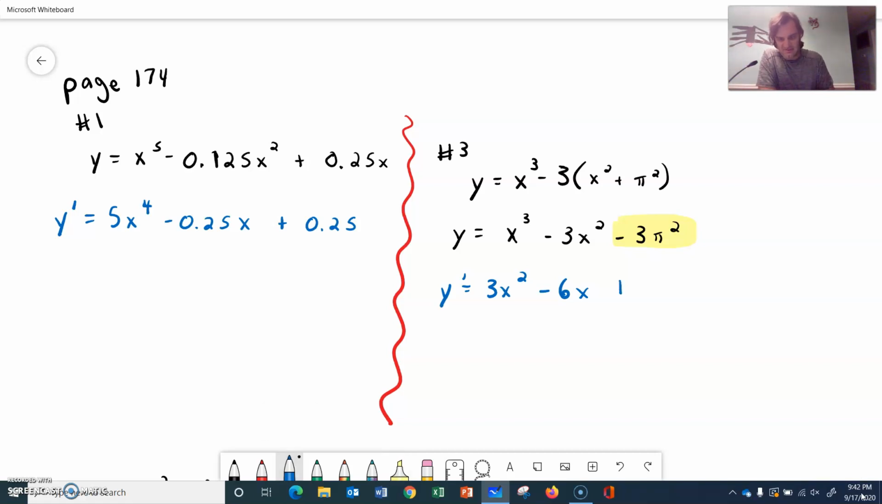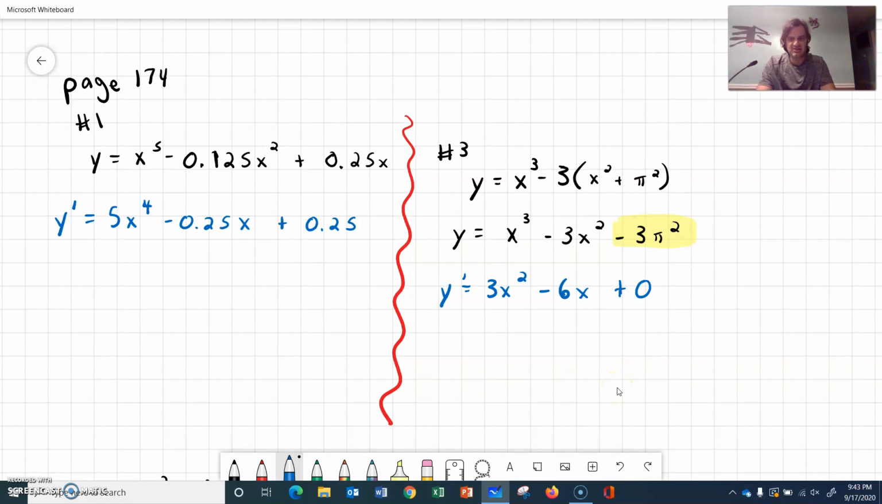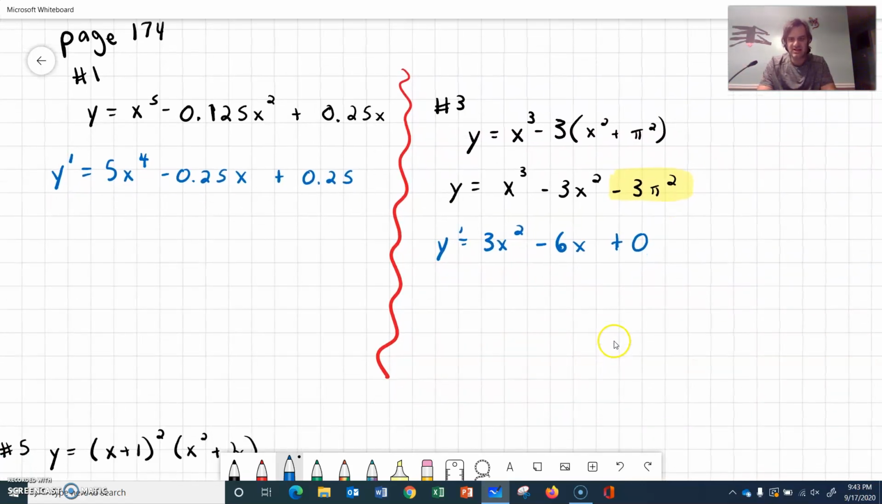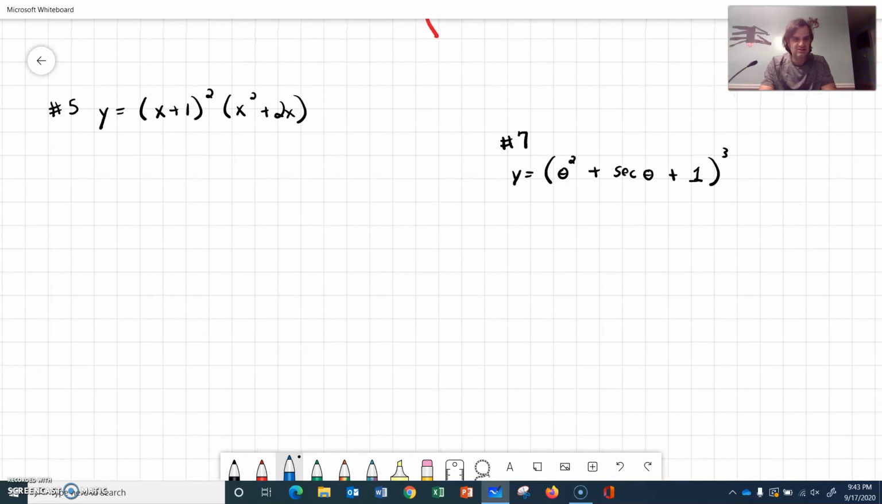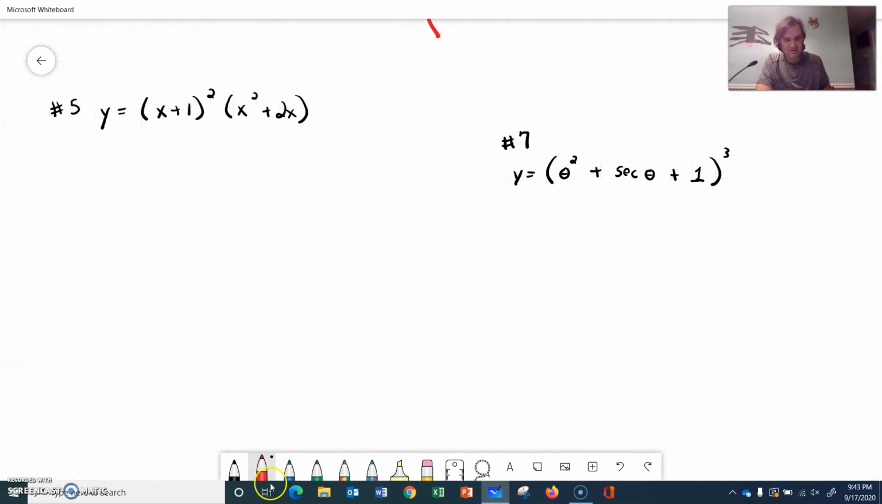Now, we definitely wouldn't put that in our final answer, but if you're trying to figure out where it goes, the derivative of any constant is 0. So it just goes away. I wouldn't write that 0, but I just wanted to make sure you know what happens to it. So pay attention. Our variable there is x, and pi is a number. Okay. Moving right along here.